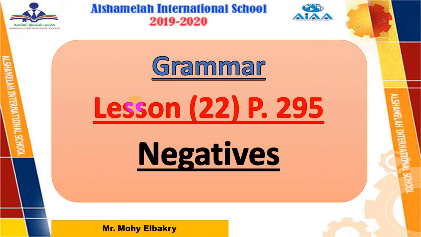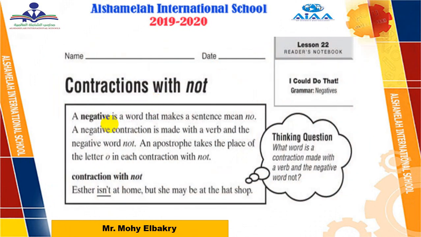Welcome back, my dear students. I hope you enjoyed this song. Let's start with contractions with not, as we heard in the song. A negative is a word that makes a sentence mean no. A negative contraction is made with a verb and the negative word not. So we use a verb and the word not in order to change the verb into a negative. An apostrophe takes the place of the letter O in each contraction with not. So instead of O, we use an apostrophe.